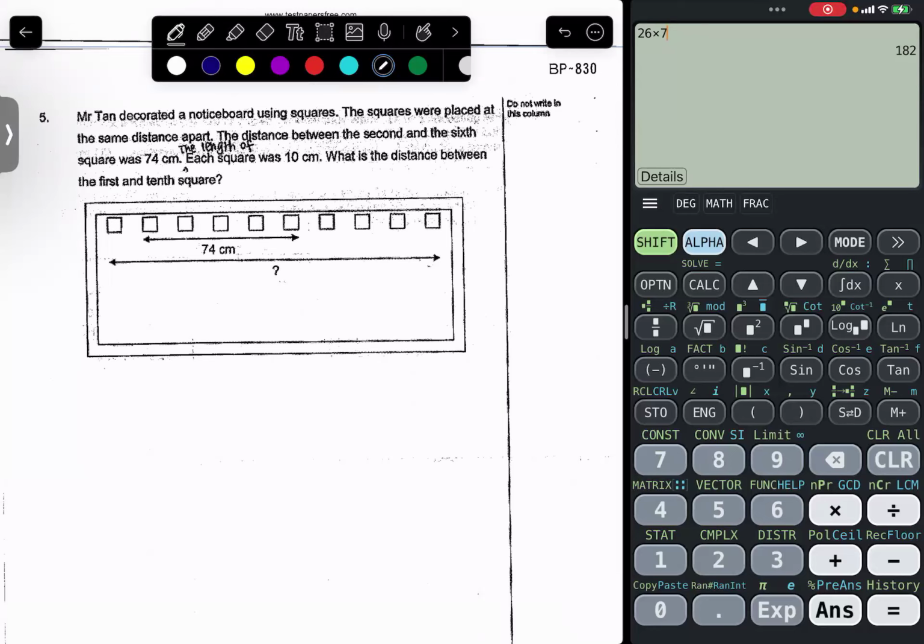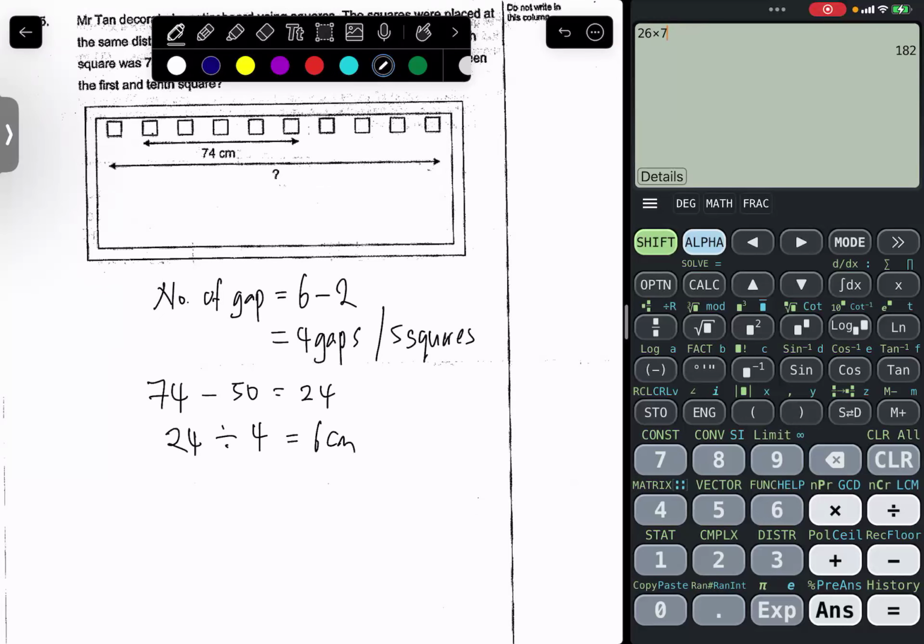Wait, did they make a calculation mistake in the question? Wait, let's count again. The distance between the second, 1, 2. Oh yeah, okay, because there are only the second and the 6th. So the number of gaps is the last piece minus the first piece, which is 2. So there are 4 gaps, but there are 5 squares. So 74 minus 50 first, because each square is 10 cm. So 5 squares is 50 cm. And then there are 4 gaps, so divide by 4. Which means each gap is 6 cm.